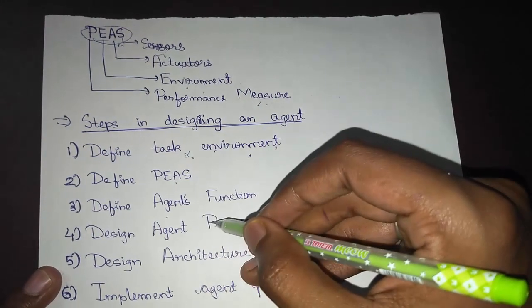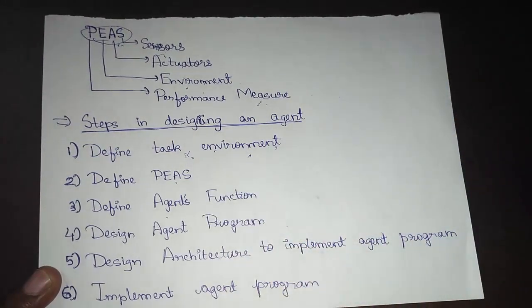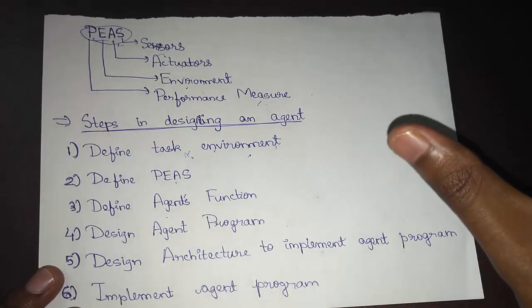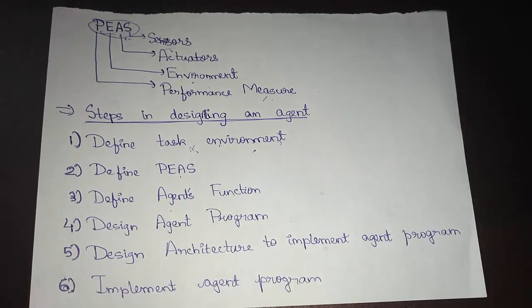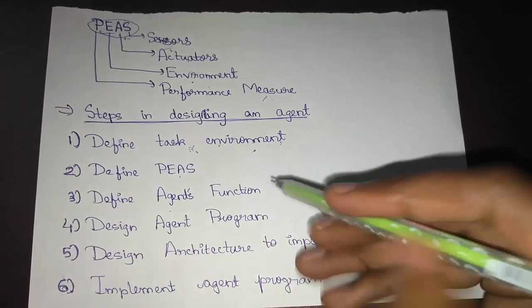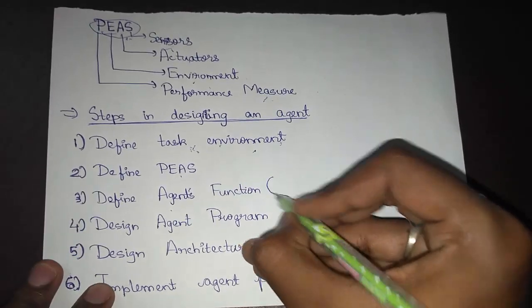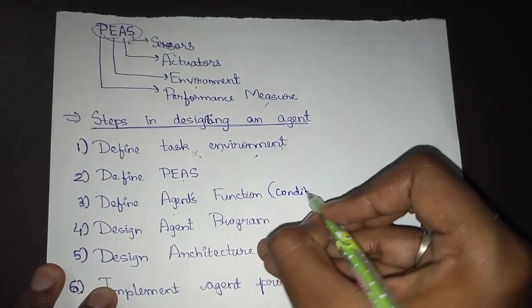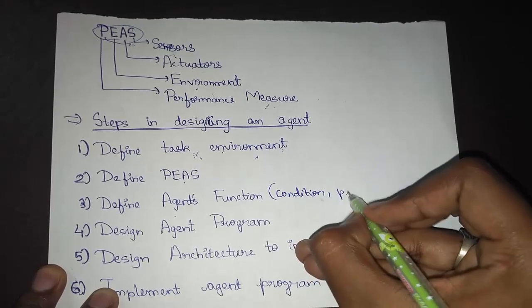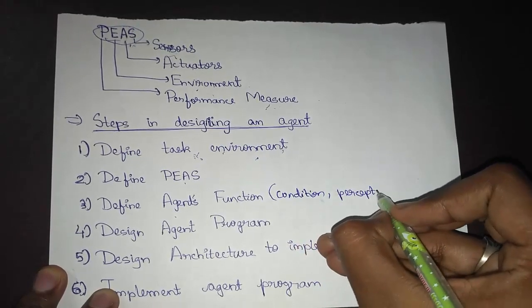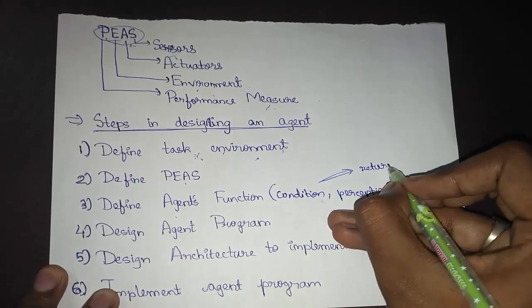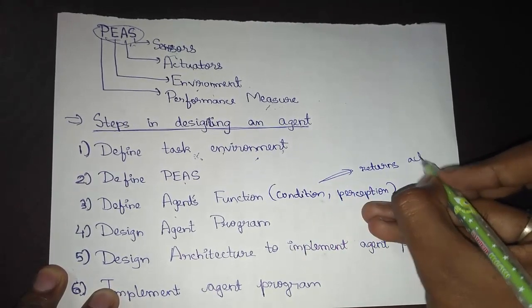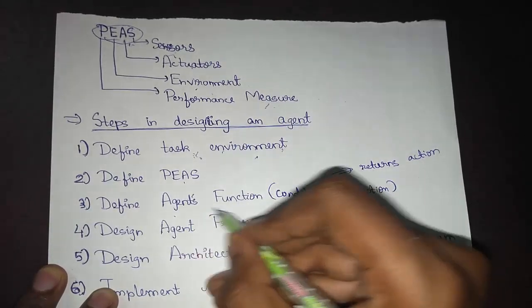Alright, next is defining the agent function, or the basic logic behind the generation of action based on certain percepts and conditions. It's going to be the agent function. So the inputs would be the condition and percept, and it returns what? An action on the environment. Alright, this is the agent function.